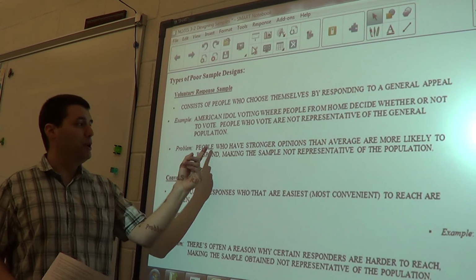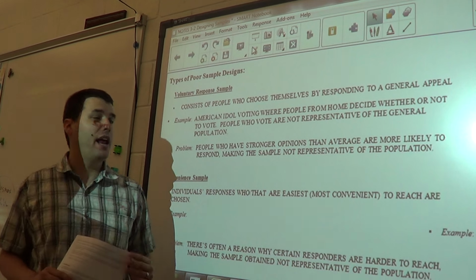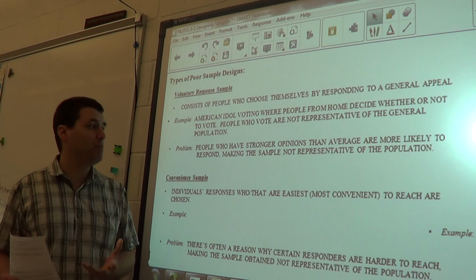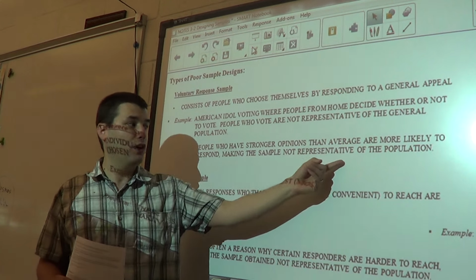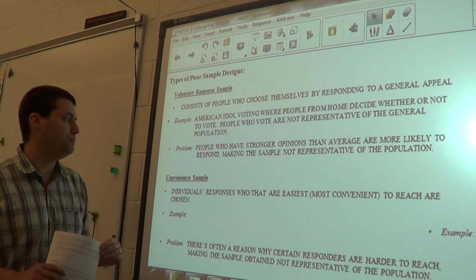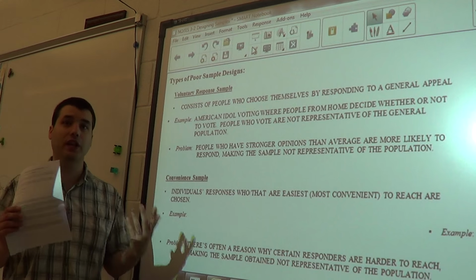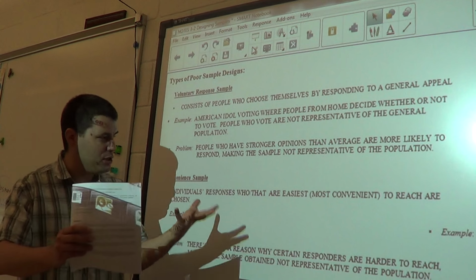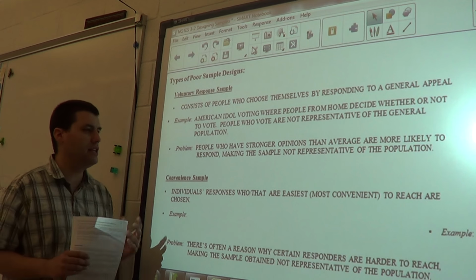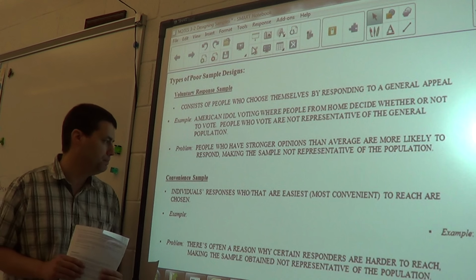Problem, people who have stronger opinions than average are more likely to respond. This makes the sample not representative of the population. We'll talk about different biases, but we often call that selection bias. We're getting certain types of people to respond here, and we can kind of anticipate how they'll respond even.